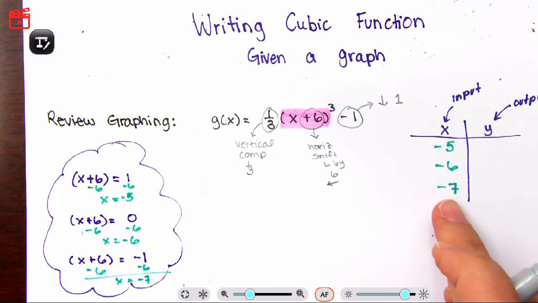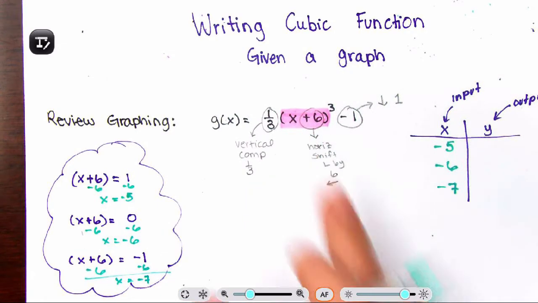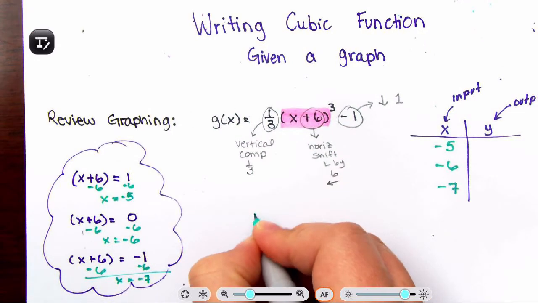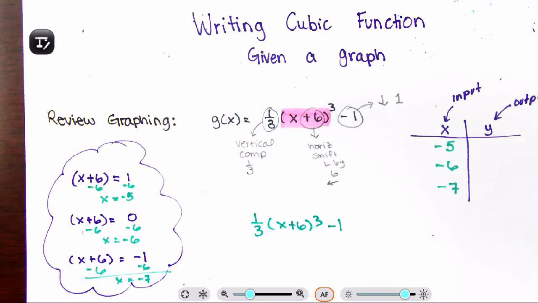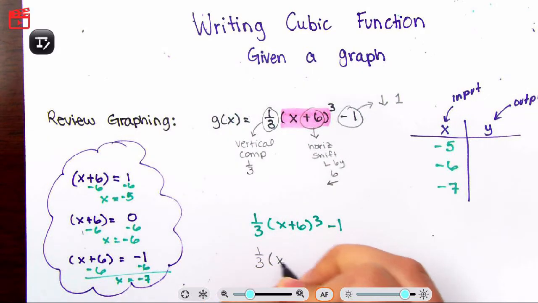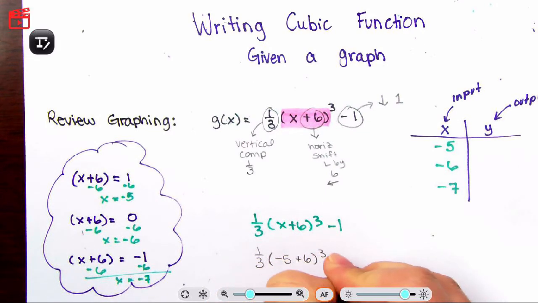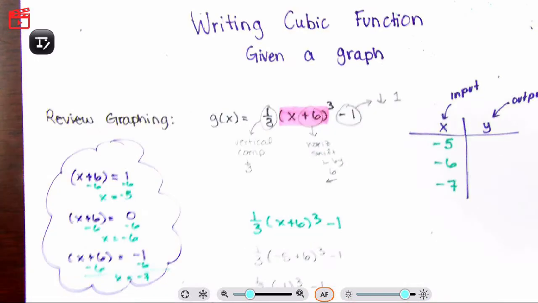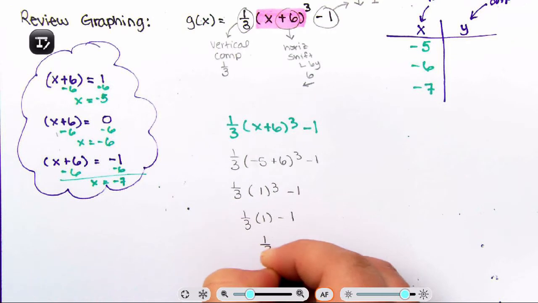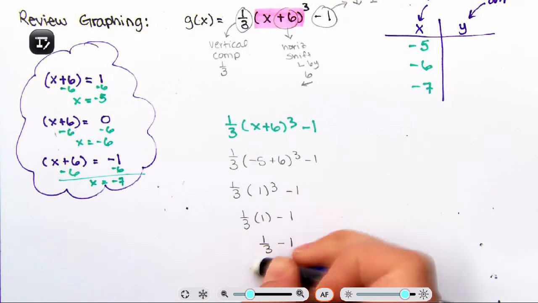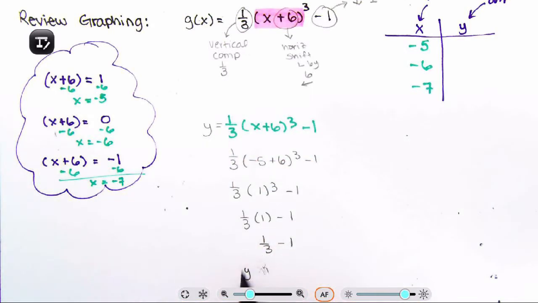So now what I get to do is make this into my equation, and I'm going to just start plugging in my x values. So I have -5 plus 6, cubed, minus 1. So I have 1/3 times 1 cubed minus 1. Then I have 1/3 times 1 minus 1, which is 1/3 minus 1. So that means my y, my output, is equal to -2/3.